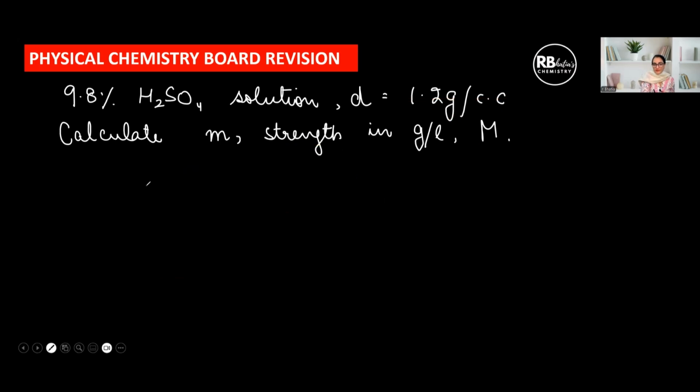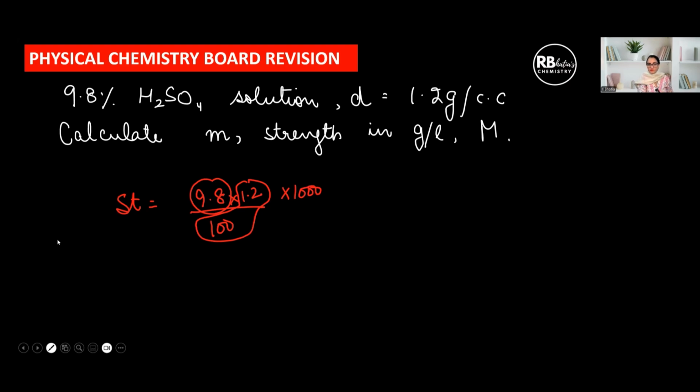And when it comes to strength, strength is nothing but molarity times molecular weight. Or in other words, if you are asked to calculate strength, you can simply put 9.8 upon 98. This is strength: 9.8 upon, this is 100 into 1.2. This is volume in cc, this is weight, and here 1000. Okay, this is going to give you the strength of solution. So I hope this is one question which covers everything about concentration terms.